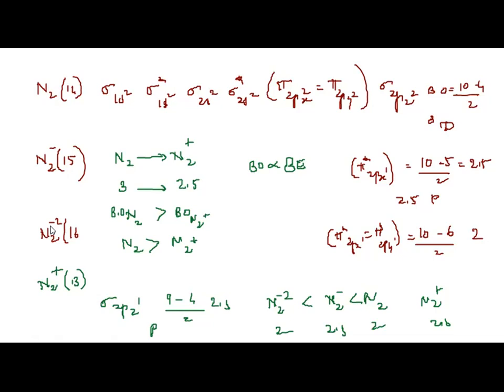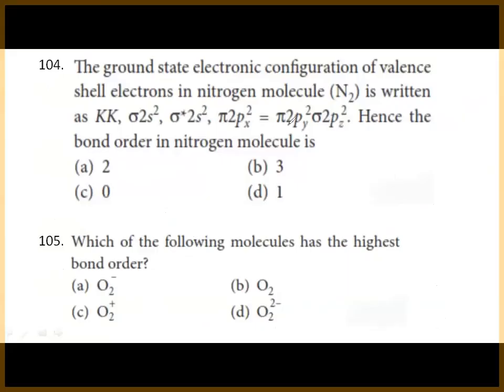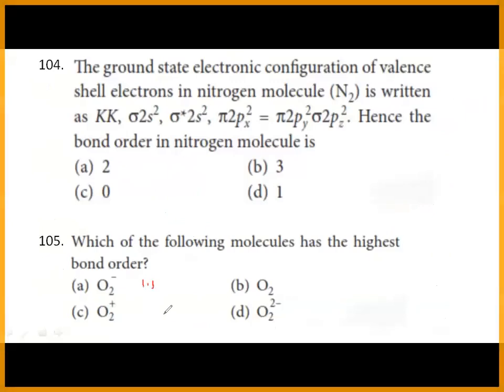Which of the following molecules has the highest bond order? What is the bond order in O2 minus? The bond order in O2 minus is 1.5, O2 it is 2, then O2 plus is 2.5, and O2 2 minus is 1. The highest bond order is in O2 plus.